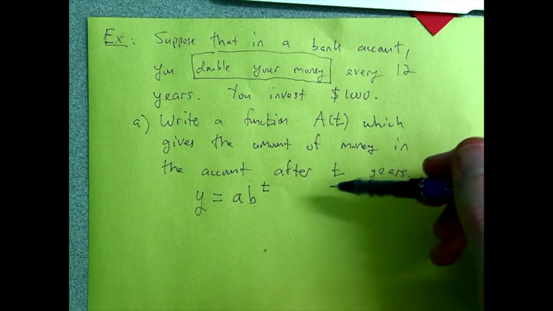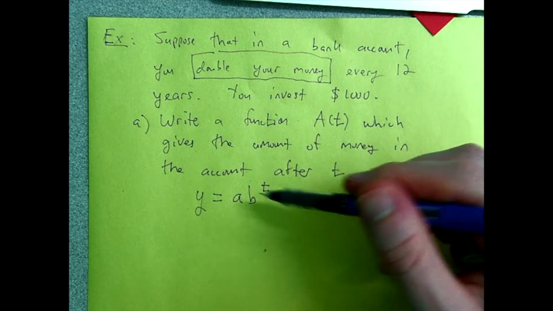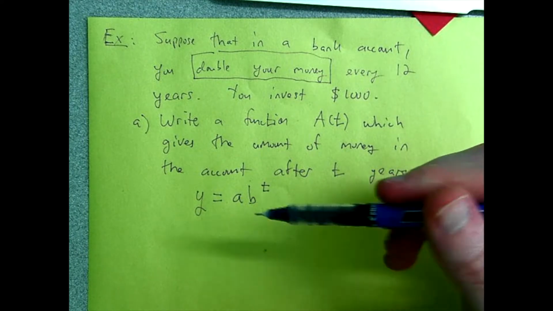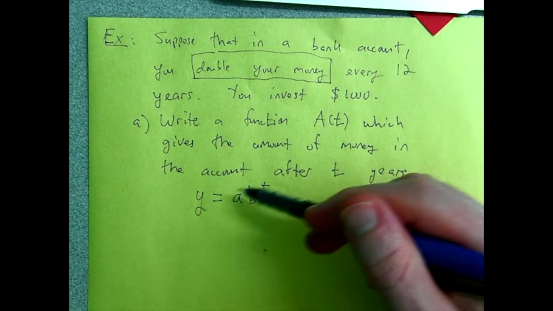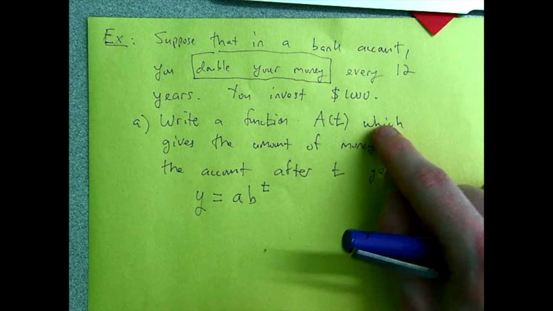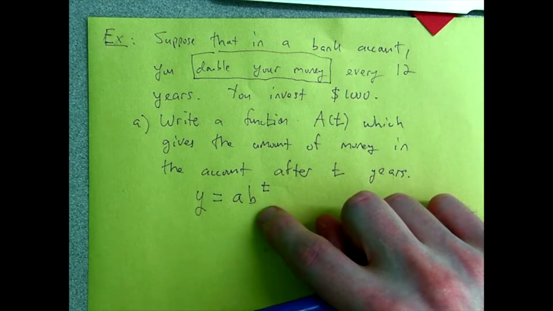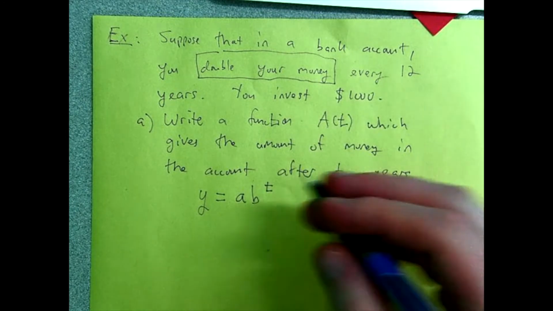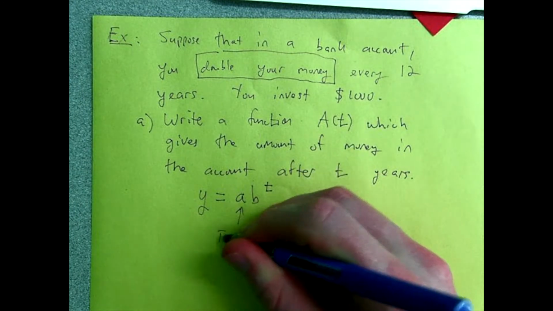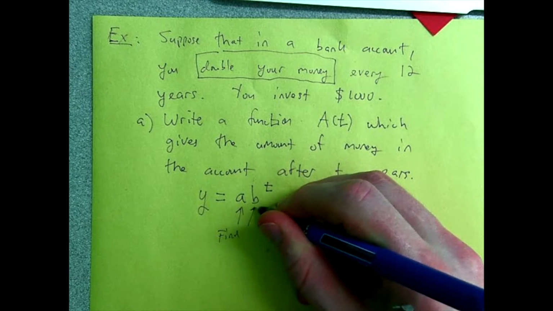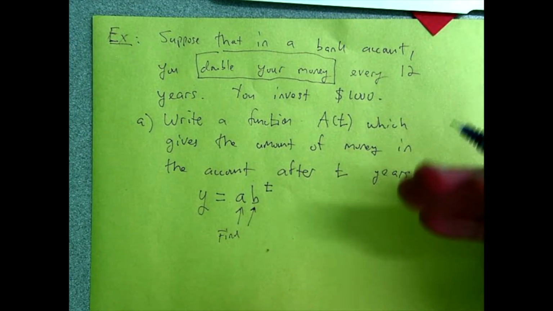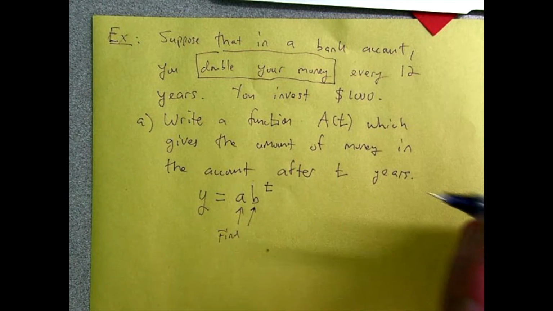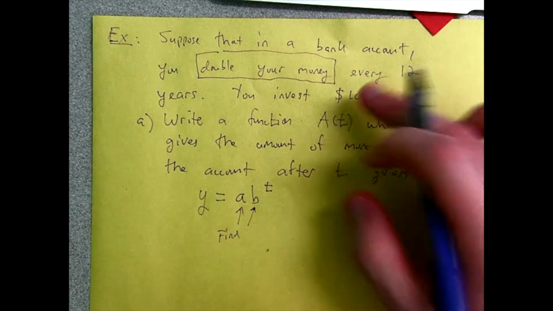And what I need to do, this is like a template. This is like a prototype of my function. To customize this prototype for this particular problem, in other words, to make this general function match this specific information, I have to find A and I have to find B. If I can find those two values, then I will no longer have a prototype, but rather a specific function, a specific model for this specific information here.